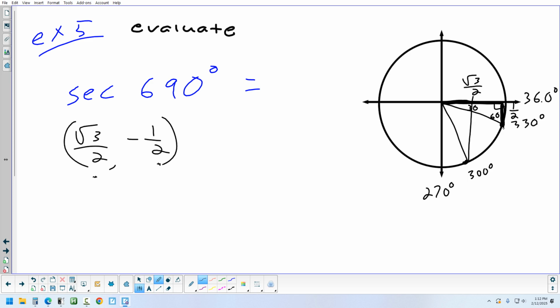Okay. So we got root 3 over 2, negative a half. How do we find secant? It's the reciprocal of cosine, which is the x. So that's 2 over square root of 3. Then we times it by root 3 over 3, and you get 2 square root of 3 over 3. Good. 2 root 3 over 3.